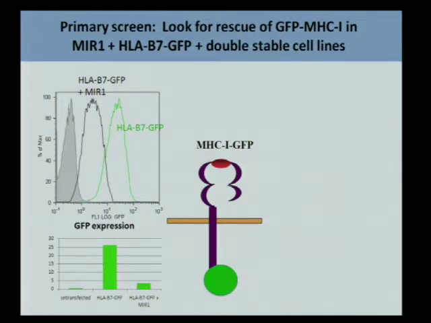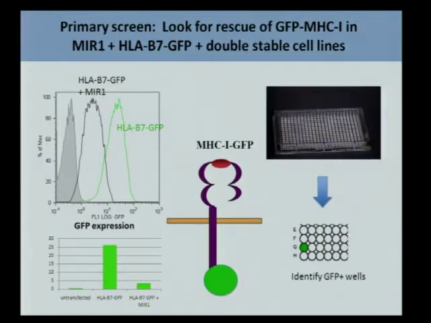Basically, I can stably transduce HeLa cells with this molecule, and I get a very high level of GFP. You can see it here. If I create double stable cell lines that express this molecule as well as MIR-1, I get about a 20-fold reduction in GFP expression in the presence of MIR-1, because MIR-1 is now causing the degradation of this molecule. We can use this in a high-throughput assay: we'll plate these double stable cells, add the small molecule inhibitors, and look for GFP-positive wells where MHC class 1 expression has been rescued.